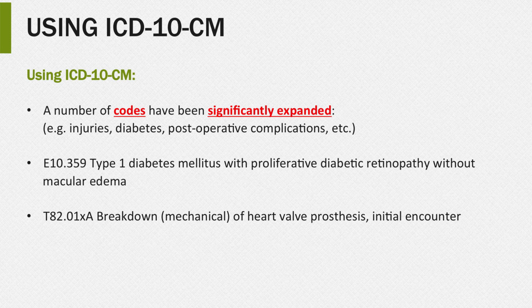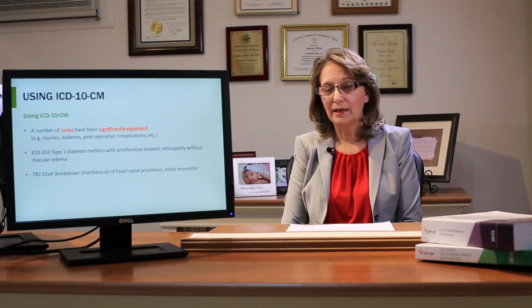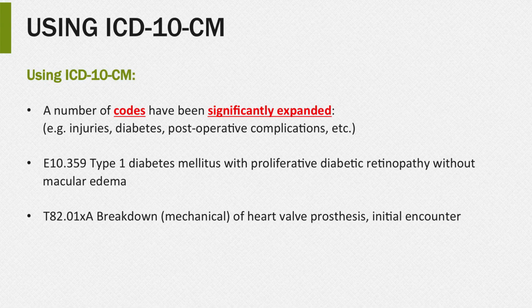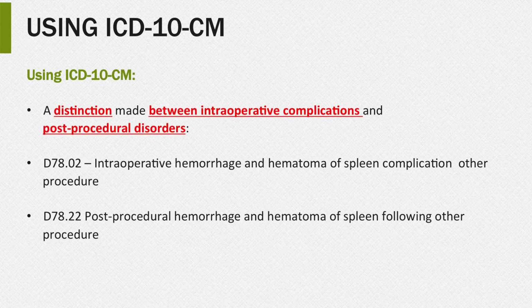Now the diabetic codes also include the manifestation. And here we see diabetes mellitus with proliferative diabetic retinopathy without macular edema. We now say this with one code. In ICD-9, we would have been required to report 2 codes. Also, we can specifically identify the type of breakdown for heart valve prosthesis. Also, we're now able to make the distinction between an intraoperative and a postoperative complication. And here on the screen, you do see some examples.